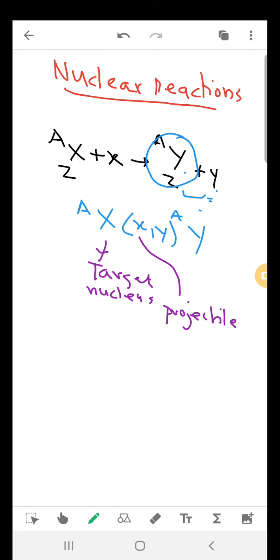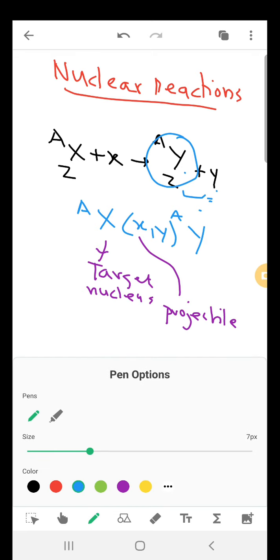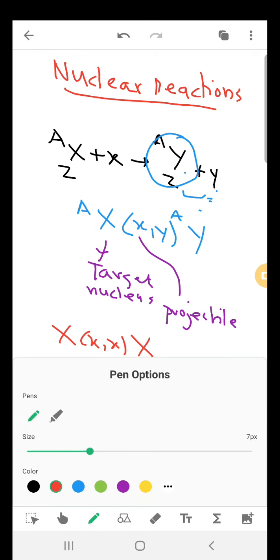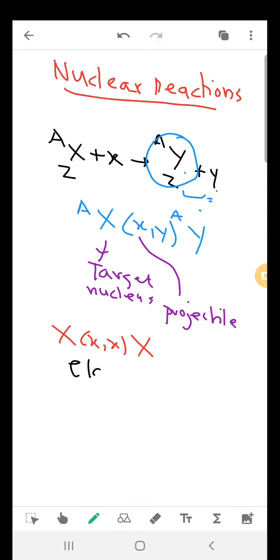Now if we have used the same nucleus, for example X(x, x)X, this is nothing but an elastic scattering. Energy is conserved using the same nucleus. The incident particle is deflected while passing a target nucleus.